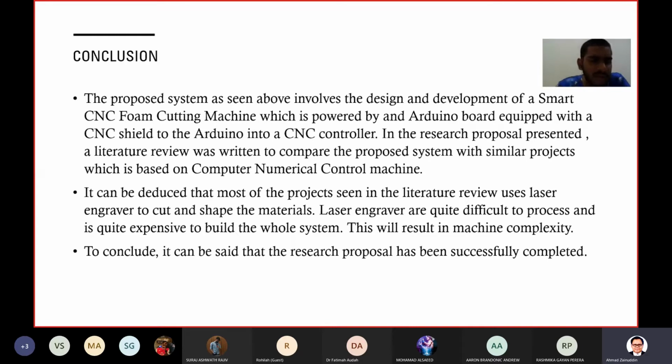And to conclude, it can be concluded that most of the projects seen in the literature reviews use lasers, engravers, and some milling machines to be able to cut and shape the materials, which is quite difficult, which increases machine complexity, which increases the cost of the whole building process. So this is why we want to build this CNC machine, which will be way cheaper and easier to use, to reduce the machine complexity as a whole. Okay, and also make it smart to be able to work along the Industrial Revolution 4.0 using the temperature sensors and speedometer, etc. So thank you, ladies and gentlemen.